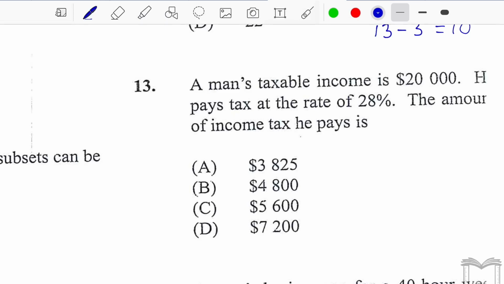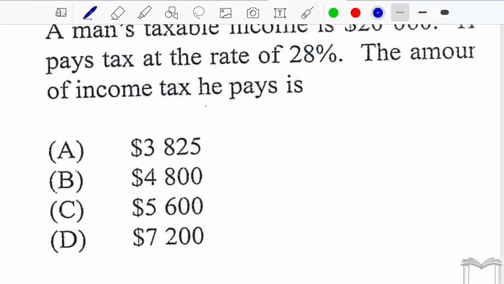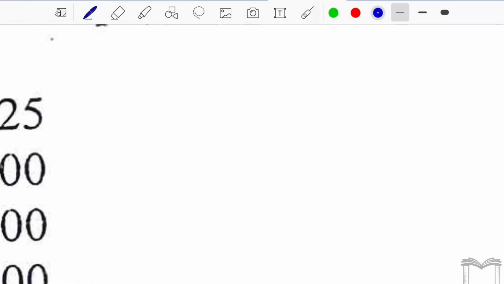So that's simple. We simply find 28% of 20,000, and that will be the answer. So let's work that out. 28% of 20,000.